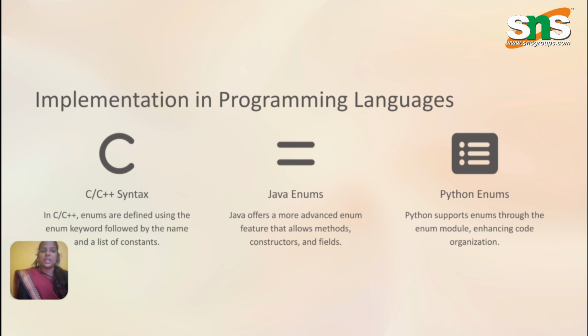Next, a Python enum. Python supports enums through the enum module, enhancing code organization. So we use from enum import Enum, then class TrafficLight(Enum): red = 1, yellow = 2, green = 3. Python enums emphasize readability and organization.